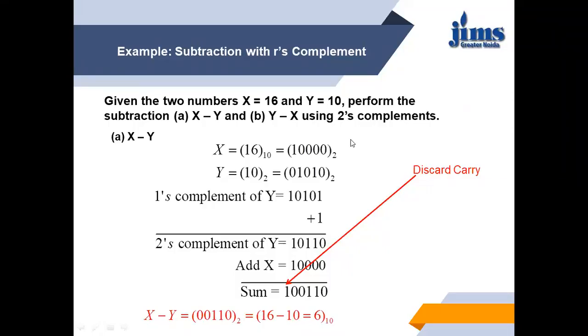Yes, sir. Okay, fine. So let us go to the next step. Now again in the next example we have to perform y minus x. So we'll take it again in the same manner.